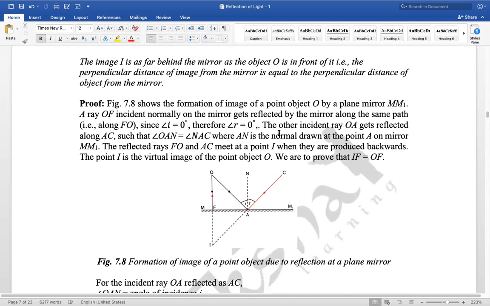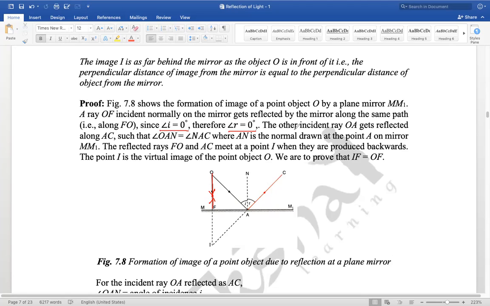So in this figure 7.8, ये जो नीचे figure आपको दिख रहा है, shows the formation of image of point object O by a plane mirror MM1. A ray OF which is incident normally on the mirror gets reflected by the mirror along the same path. तो ये जो आपको ray OF दिख रहा है, ये ray इसी path में वापस reflect हो जाता है. Same path, that is along FO, that is angle I is equal to 0 degree, therefore R is also 0 degree.